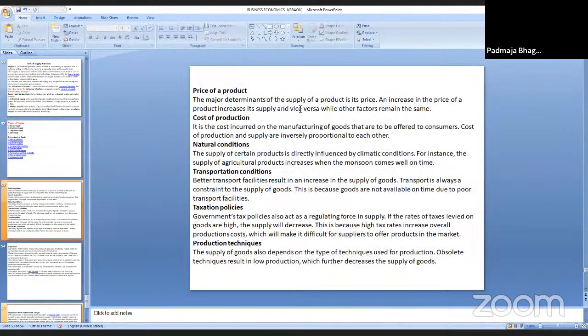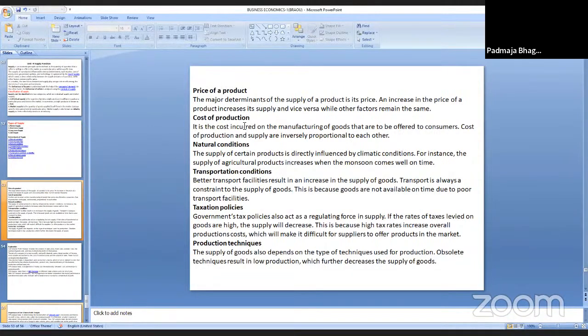Now, the determinants one by one. First, the price of a product. The price of a product is a major determinant of its supply. The supply of a product always depends upon its price. If the price is higher, there will be more supply. An increase in the price of a product increases its supply, and vice versa, while other factors remain the same.